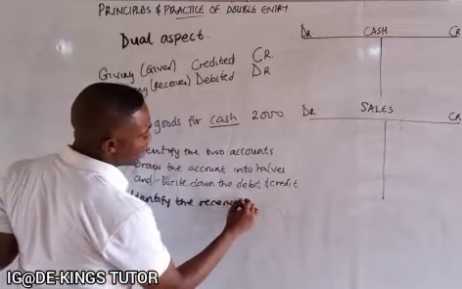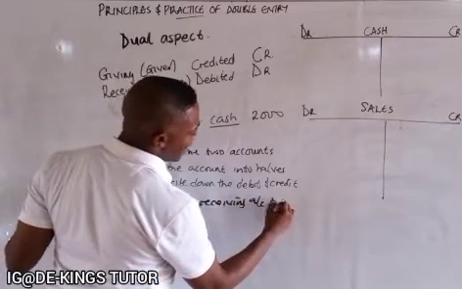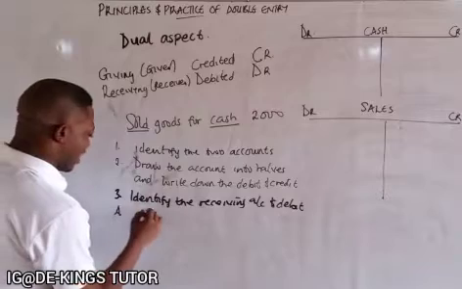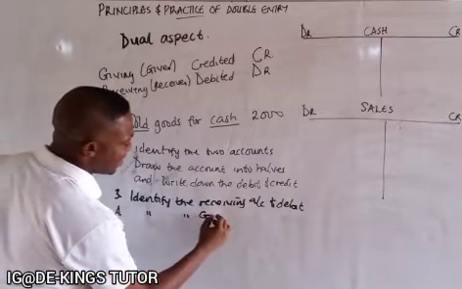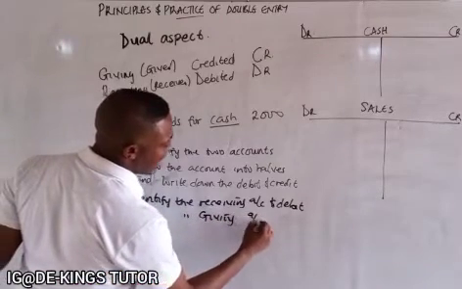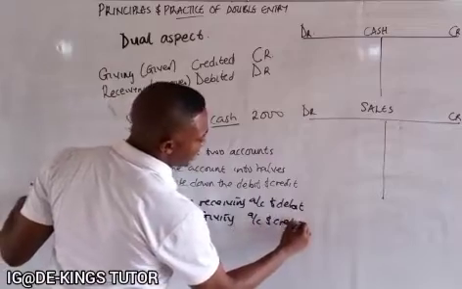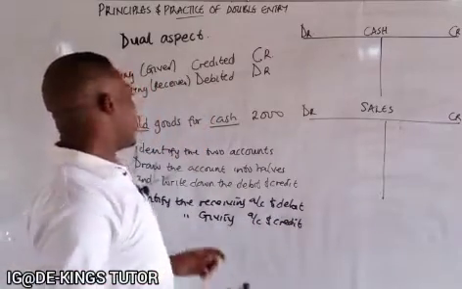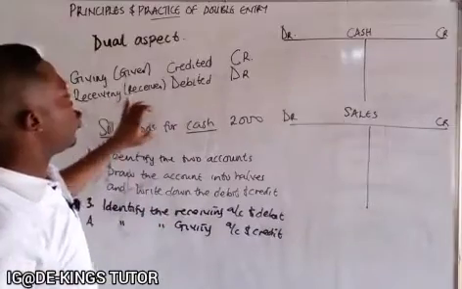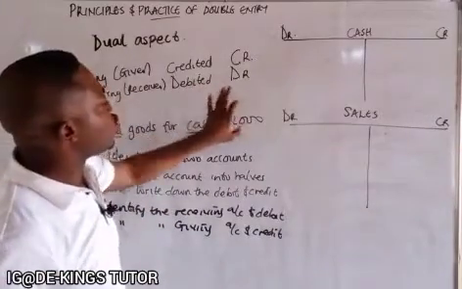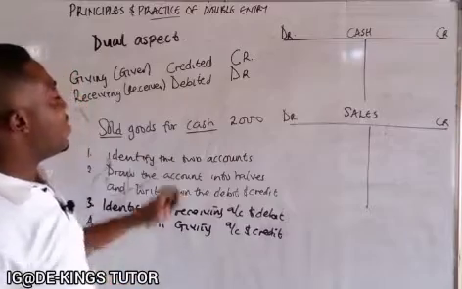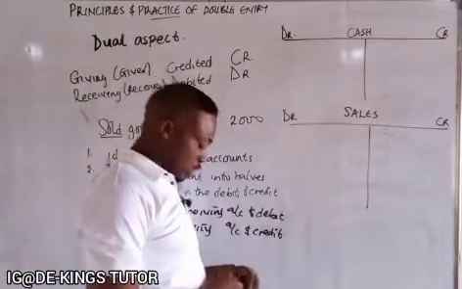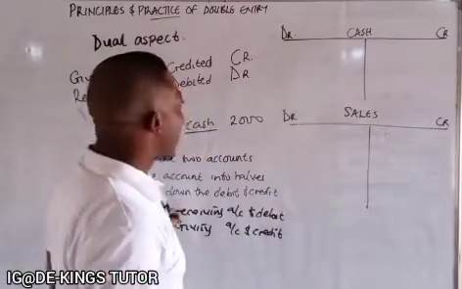Identify the receiving account and debit it. Okay. While the fourth one, identify the giving account and credit it. For instance, now the next thing is to identify. They say sold goods for cash 2,000. Now in this, since the sales they made is for what? For cash. They made sales for cash.